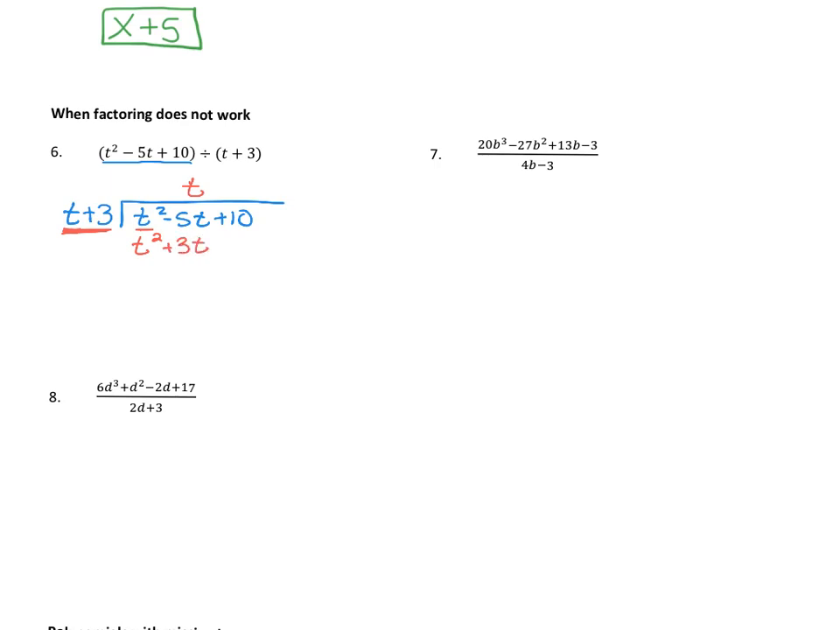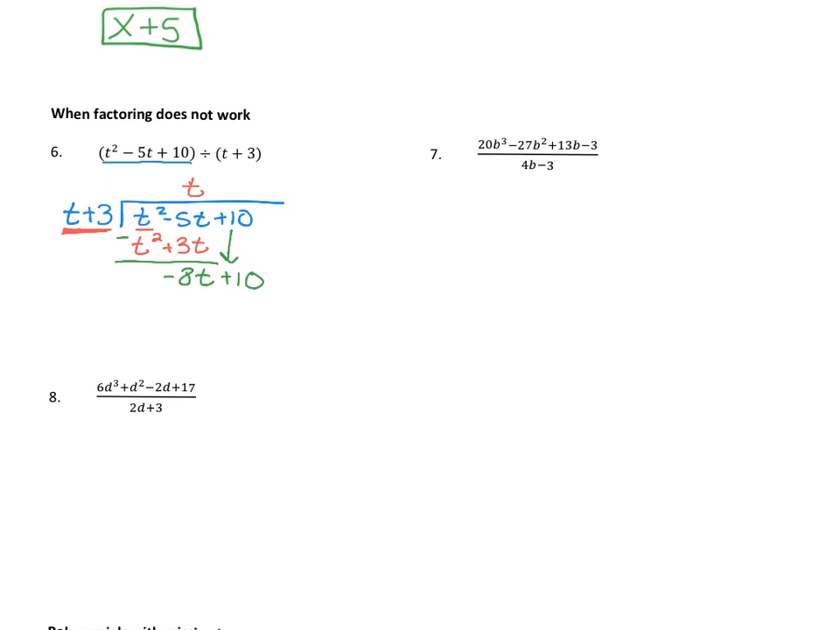Now, just like with the long division, I'm going to now subtract. So t squared minus t squared is 0. Negative 5t minus 3t is negative 8t. And then I'm going to bring down this positive 10.